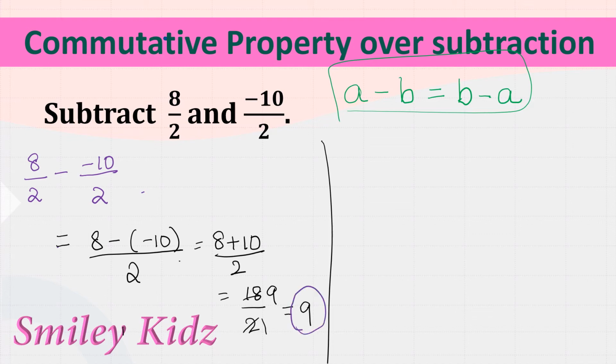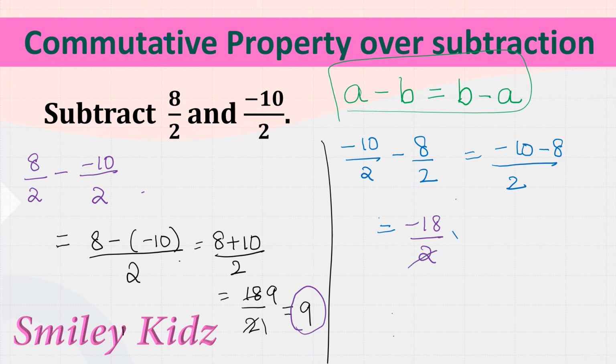What about B minus A? Will we get the answer as 9? Let's check it. B minus A will be minus 10 by 2 minus 8 by 2, which is equal to minus 10 minus 8 by 2. There are same signs, so you need to add and put the bigger number's sign, which is equal to minus 18 by 2. 2 times 1, 2 times 9, which is equal to minus 9.